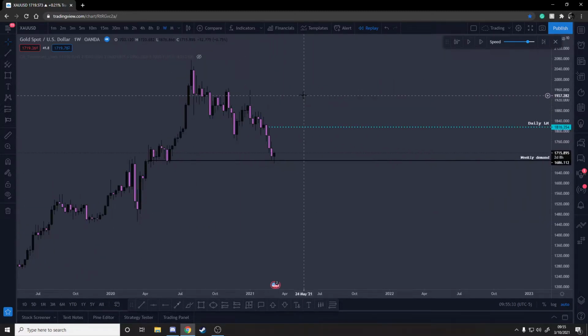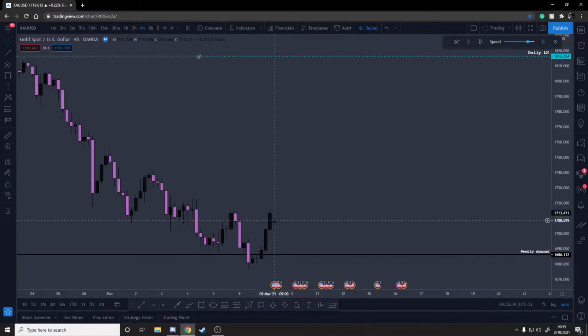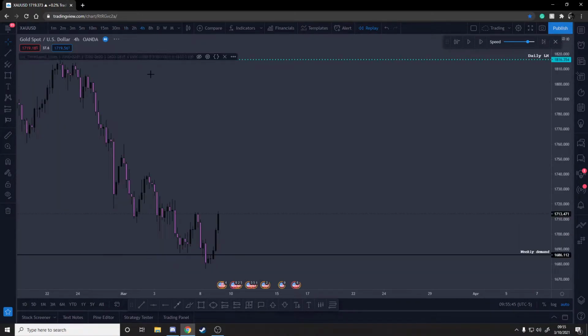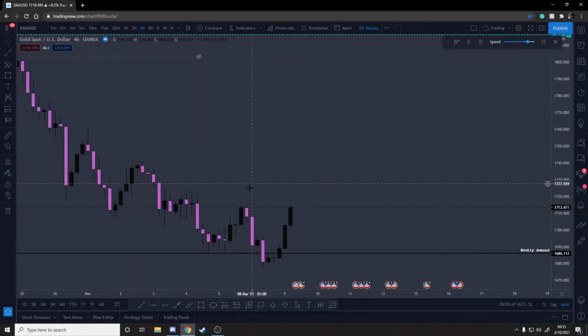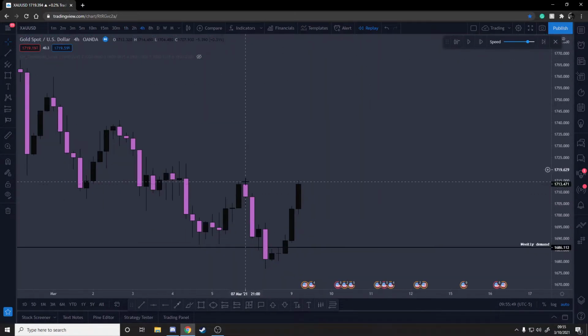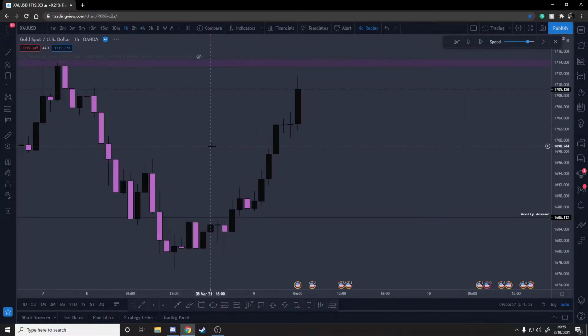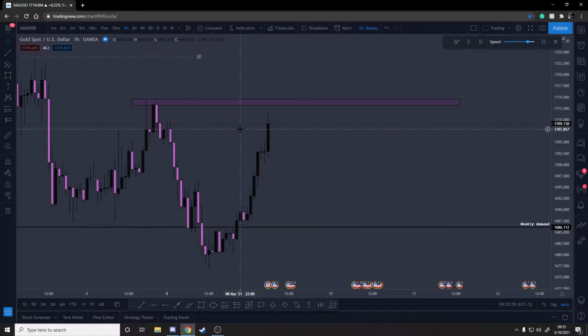So with that being said, when I get to my desk, this never actually touched this here. I don't know why it does that on, what is this called, replay. I'm gonna mark off this zone here. It's my H4 supply level. If I even scroll out to H1, you can see it hasn't even touched it yet.